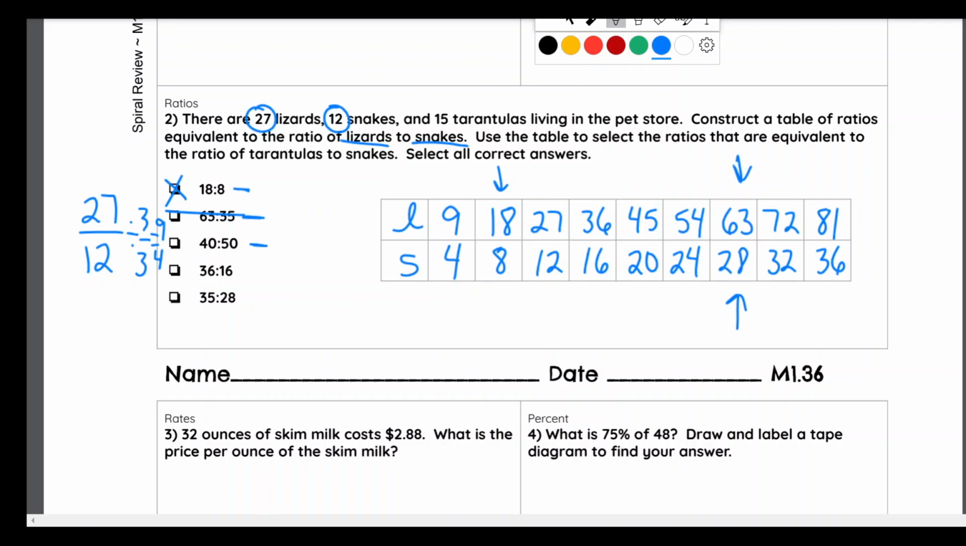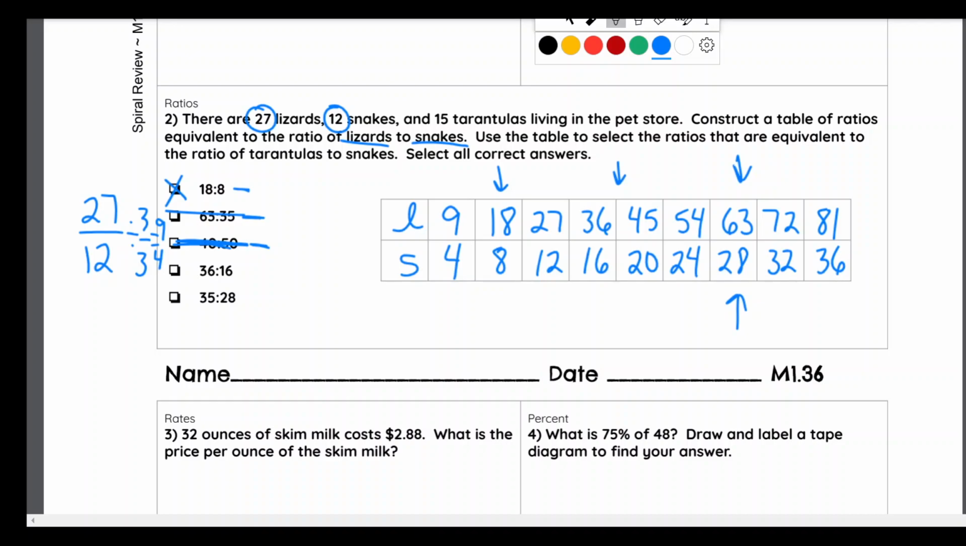Next I have 40 lizards, and 40 lizards isn't even on my list, going with 50 snakes. Looking at that ratio, I can tell it doesn't work because I have more snakes than lizards. So this isn't going to work because it has more snakes than lizards.